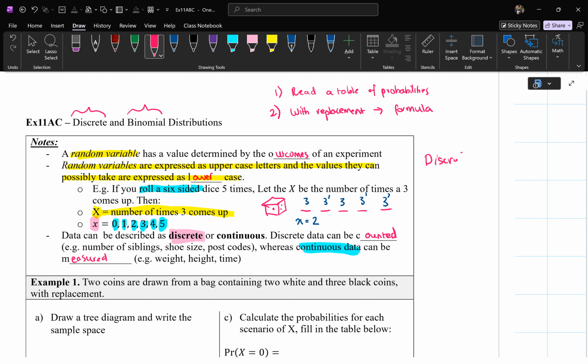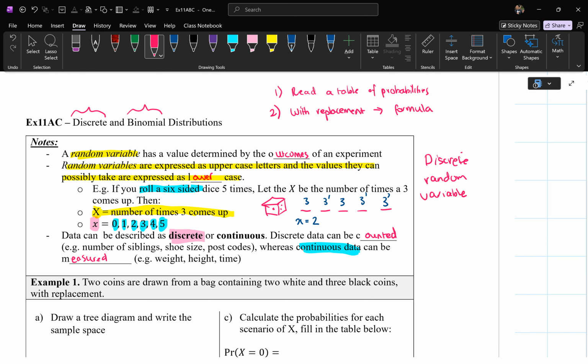Discrete, random, variable. Have you noticed that the data that we use, or the one I'm using, let X be the number of times a 3 comes up? X is my random data, but that data that I have, 0, 1, 2, 3, 4, 5, is countable. It's not measured. Yeah? That then gives us a set of skills that we currently have to then analyze that.